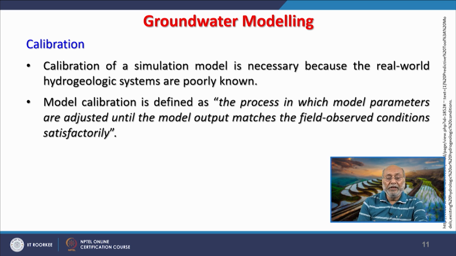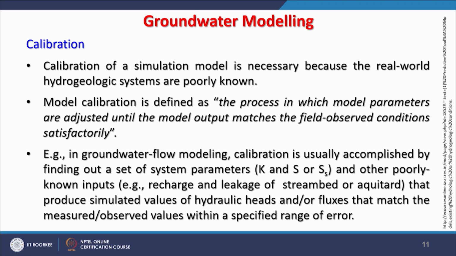So, in groundwater modeling, calibration is the process in which model parameters are adjusted until the model output matches the field observation conditions. It is a kind of iterative process, and once you get satisfactory answers, then you accept that the model is working and the calibrations are now all right.